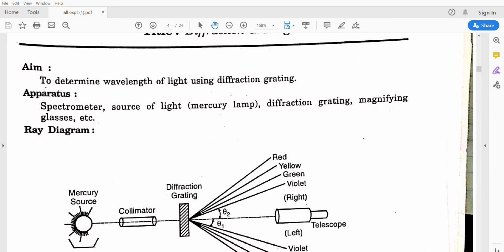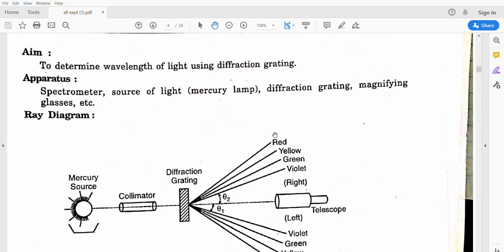The main apparatus are the spectrometer, source of light, diffraction grating, and magnifying glass. These are all the main apparatus, along with the optical bench. The spectrometer is an instrument used to observe the spectrum of objects. And next, the source of light, diffraction grating, magnifying glass, etc. These are all the apparatus we require.